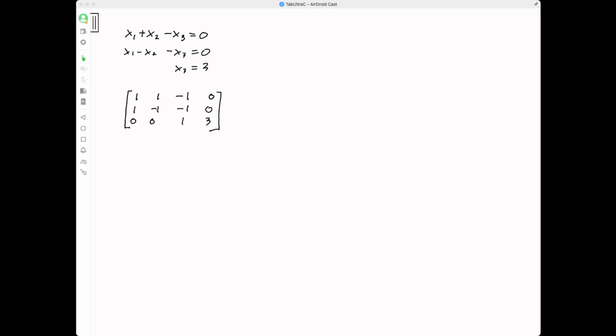So I'm going to do row operations. And these elementary row operations, the first thing I'm going to do is add row 3 to row 1. When I do that, I get 1, 1, 0, 0. And then the other two rows stay the same.